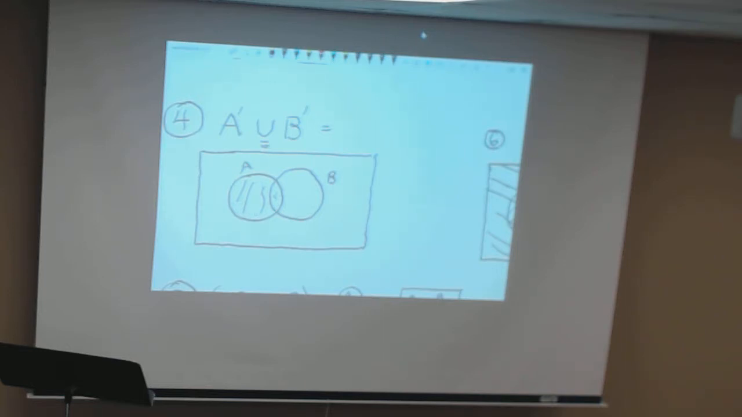But that's not what I want. I want what? The complement of A, which would be everything where? Outside of A. Everybody follow that? And then I want the complement of B. So that would be everything outside of B. So I'll make my marks going the other direction this time. Everything outside of B.